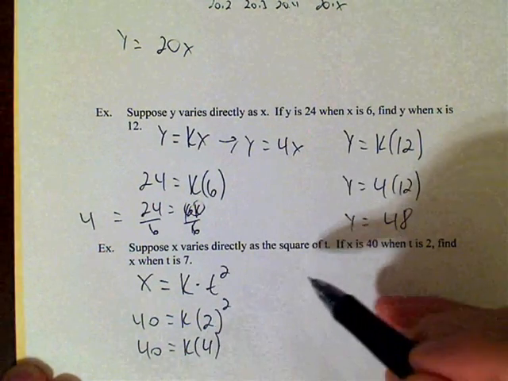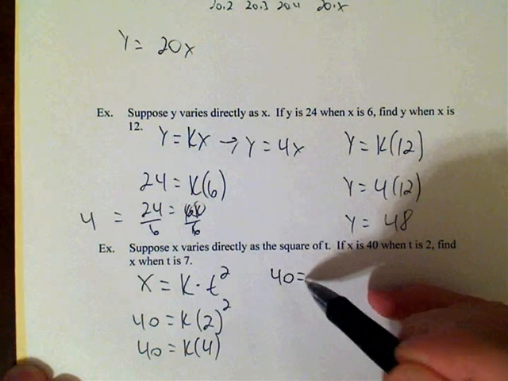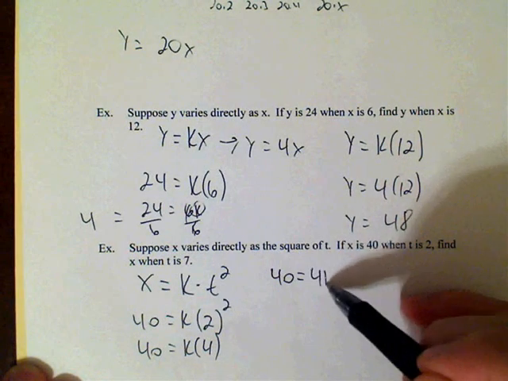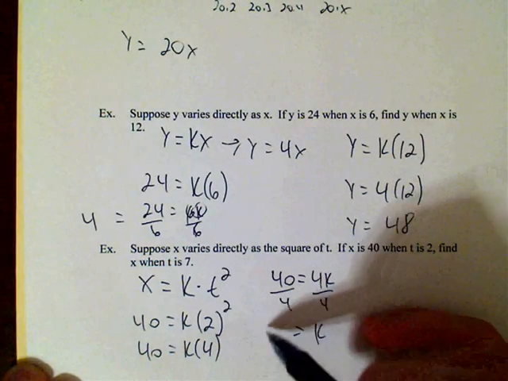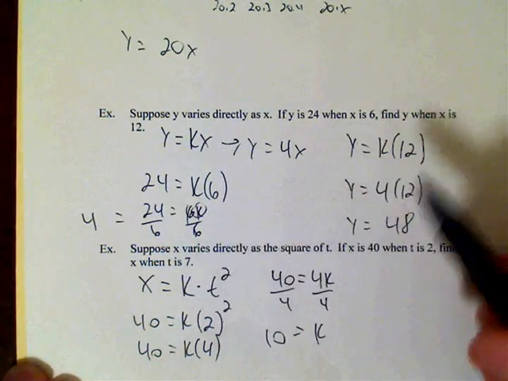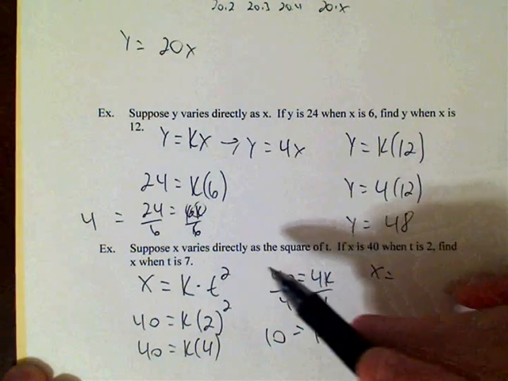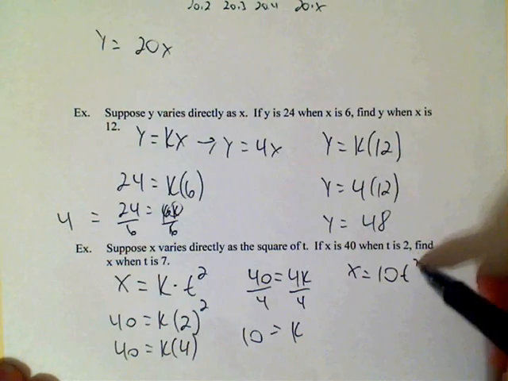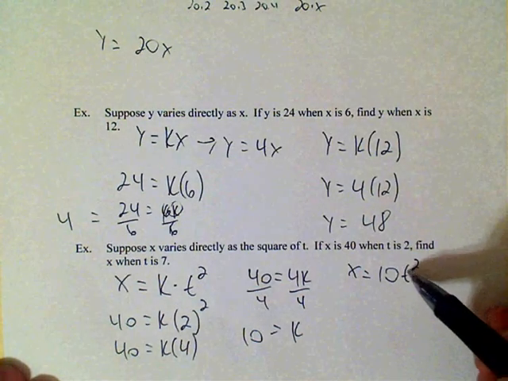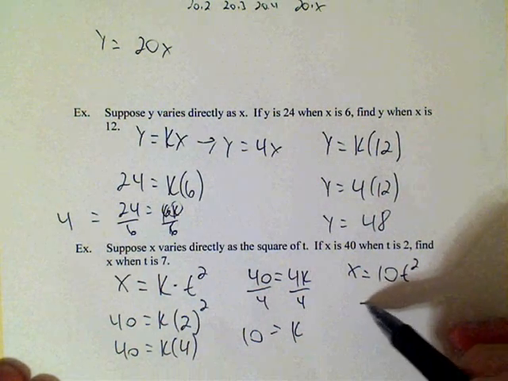K times 4 is 4k, and we're going to solve that for k by dividing by 4. So we now have k equals 10. So this equation now becomes x equals, instead of k, we know k is 10, t squared. I'll write it all out because a lot of people leave out that exponent when they shouldn't.